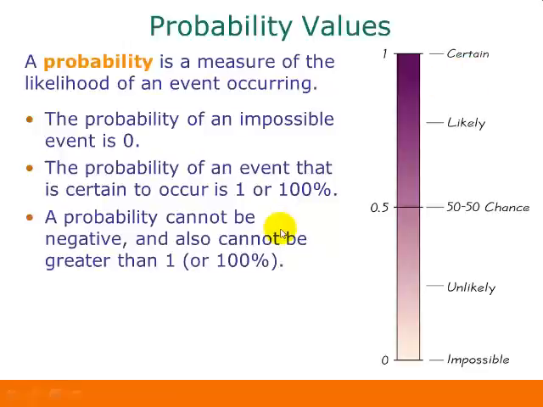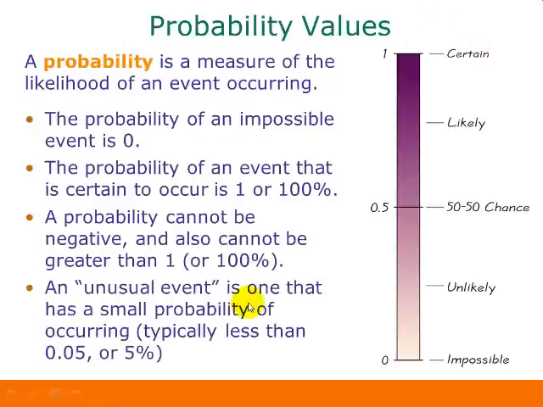One value that a probability can't have is a negative value. So we can't have any probabilities that are less than 0. We also can't have probabilities that are greater than 1 or greater than 100%. In this class, we'll define an unusual event as one that has a small probability of occurring. And in this class, for the most part, we'll use 5% or 0.05 for our borderline for unusual events. So if the probability is less than 5%, we'll say it's an unusual event.